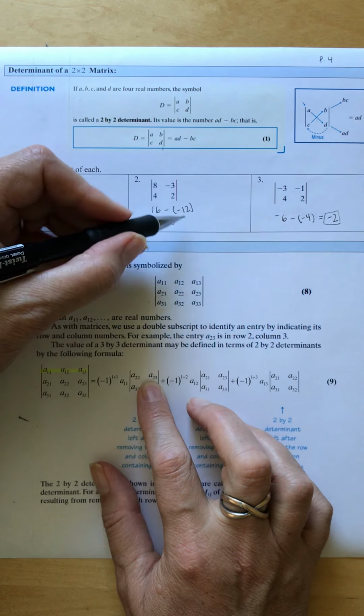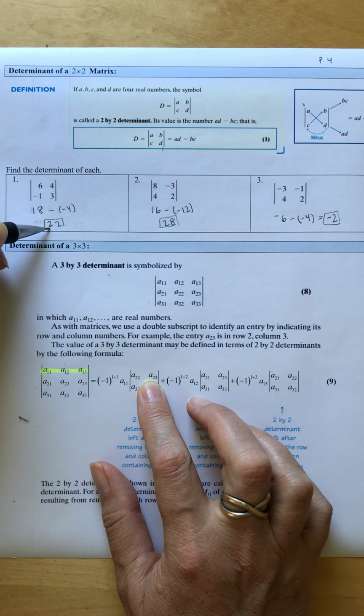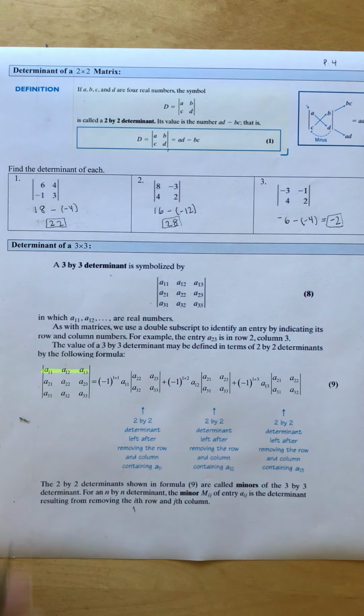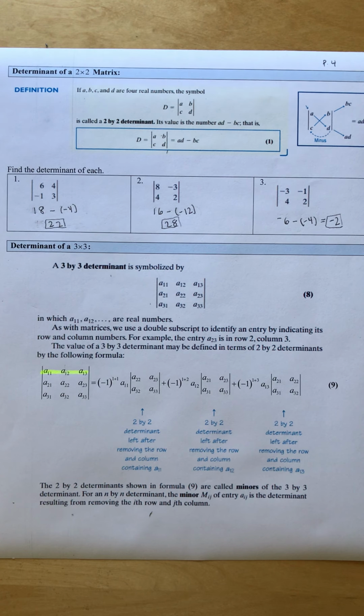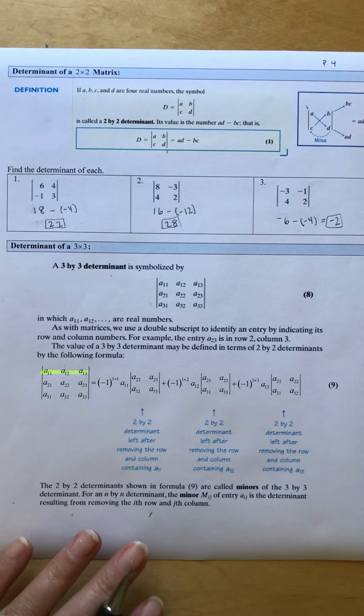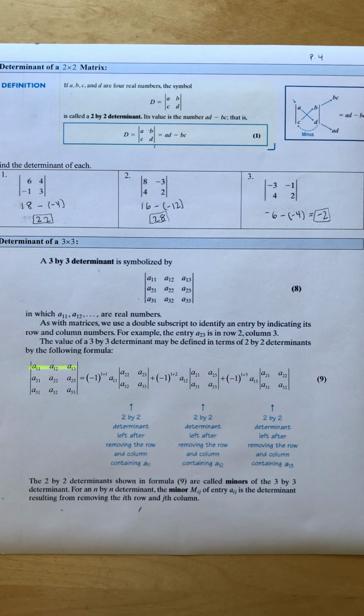So you're probably wondering why we care about a determinant and what they're used for, and you just have to wait a little bit until we get a little further. So for now we're just learning how to find the determinant, and then later we'll learn what it's good for and why we need it. So a 2 by 2 determinant is a quick, easy calculation. A 3 by 3 or 4 by 4 matrix, finding its determinant is much more involved.